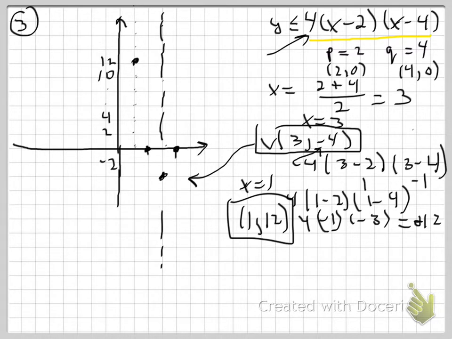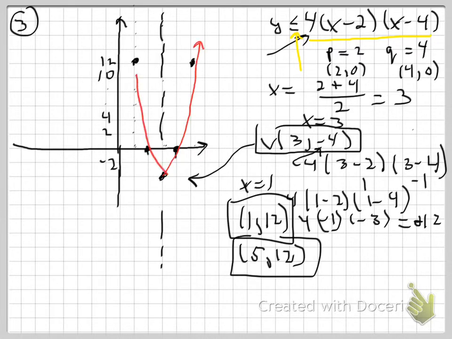And then it turns out I'm going to go over here, over there. That's going to be (5, 12), because both those points are 2 away from the axis of symmetry. So now I've got this here. The only thing I have to be careful of is this inequality sign right here. It's an equal sign as well, so I'm definitely going to make it solid. So let's do that in a different color. I'm going to make it solid. Okay, so there it is.